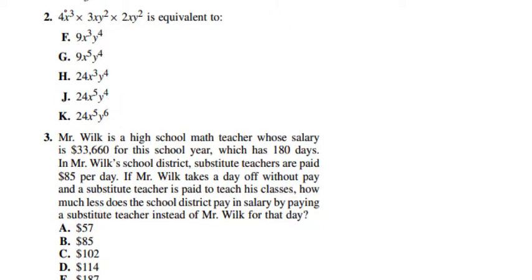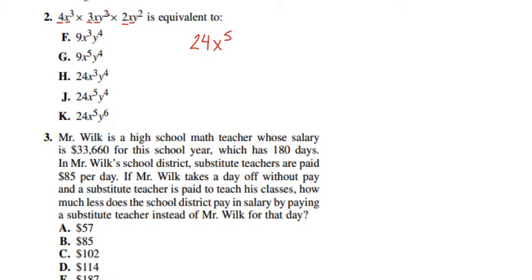For number 2, we have 4 times x cubed times 3xy squared times 2xy squared. So what we're going to do first is multiply all the numbers together. 4 times 3 is 12. 12 times 2 is going to be 24. Next, with all of the x's, we're going to add the exponents together. 3 plus 1 plus 1 is going to be x to the 5th power.